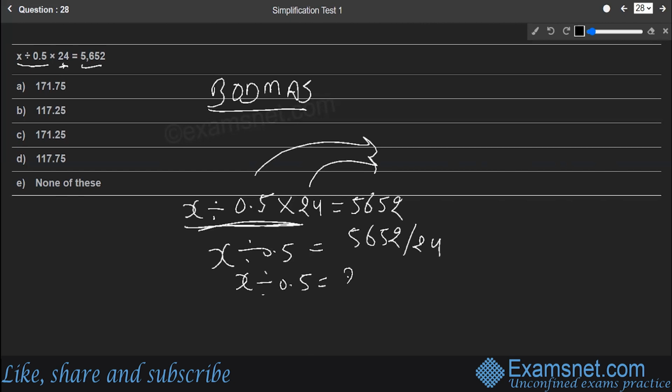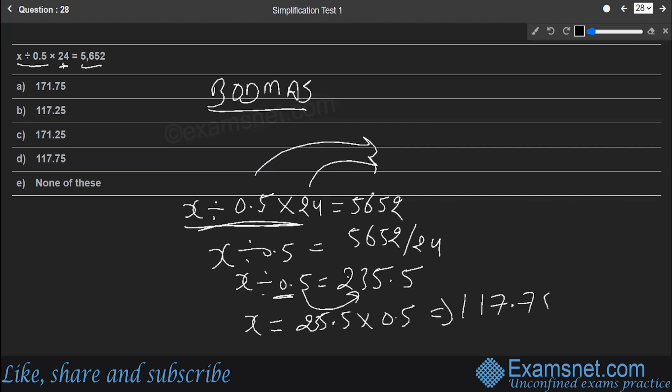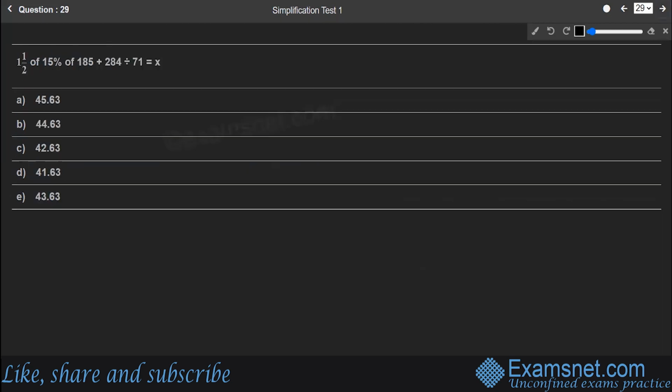The value is 235.5. Okay, now this divide thing will go on the right hand side in the multiply part. So x will be equal to 235.5 into 0.5. So we have to just do the half of it, which is nothing but 117.75. That is the ultimate value, 117.75. Let's see where it is available. It is available in option number D, which becomes the right answer for us.